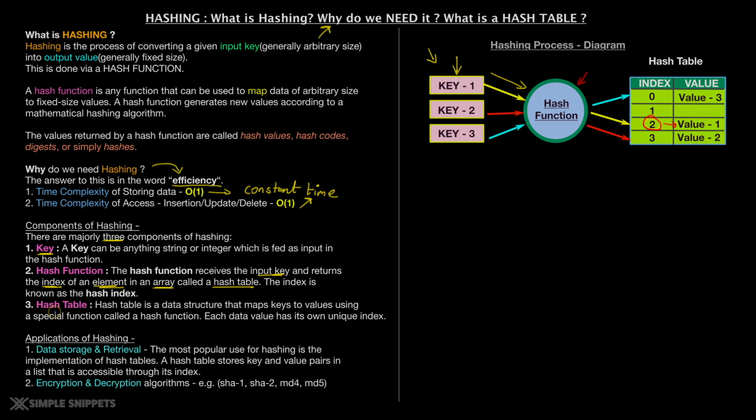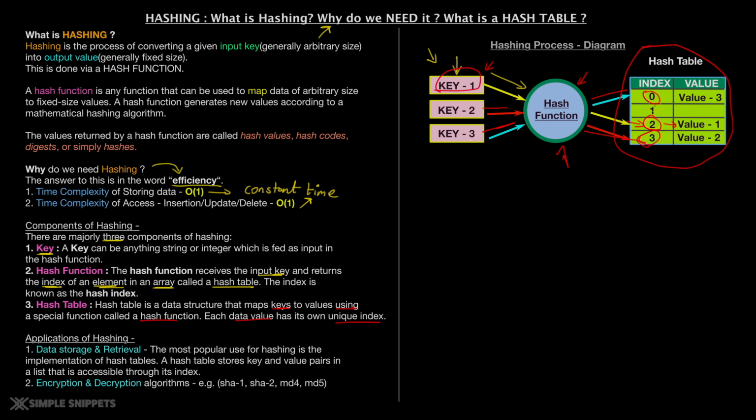And lastly is the hash table, which is this entire table over here. A hash table is a data structure that maps keys to values using a special function called a hash function, which is this one. And each data value has its own unique index. So key k1 will always go in this index. Key k2, if you follow the red arrow, will only go into this place. And key k3, if you follow the blue arrow, will only go in the 0th index.